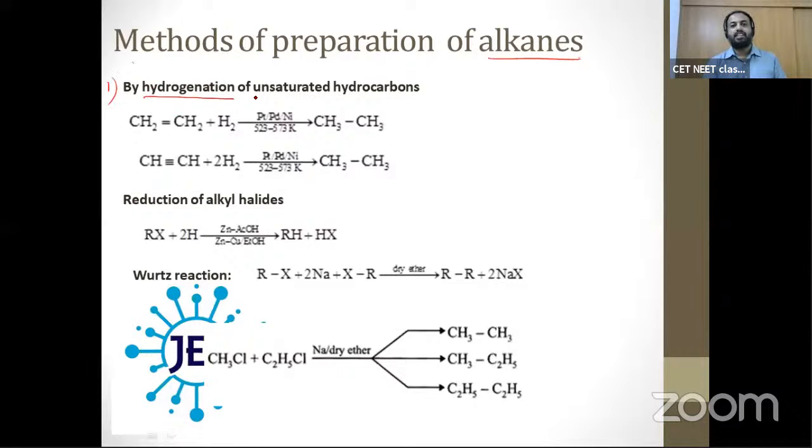hydrogenation of unsaturated hydrocarbons. I asked you a question earlier, what are unsaturated hydrocarbons? Most of you gave me the answer. It is alkenes or alkynes. Yes.